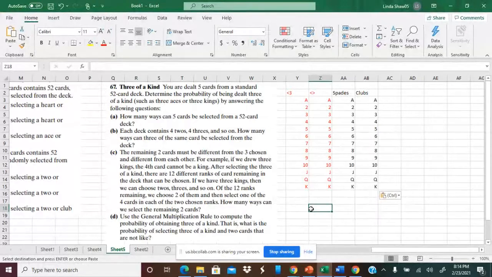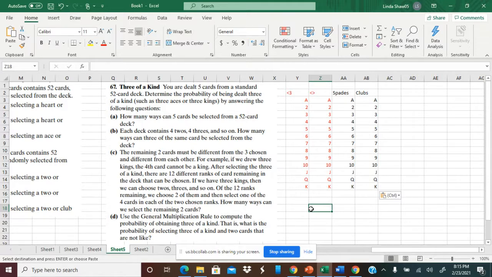You are dealt 5 cards from a standard deck, and Linda listed the deck over there, and she even color coded things for you, being red and black suits. Determine the probability of being dealt 3 of a kind, such as 3 aces or 3 kings. It could be 3 jacks and so on. Now that's actually a pretty good hand, and that often will win, but you want the probability of getting that as your hand. The first thing, though, we're going to talk about is the denominator.